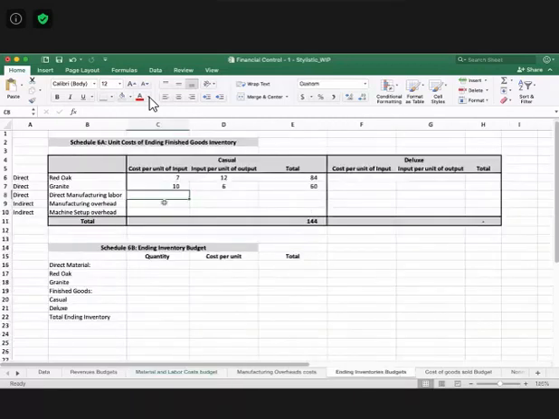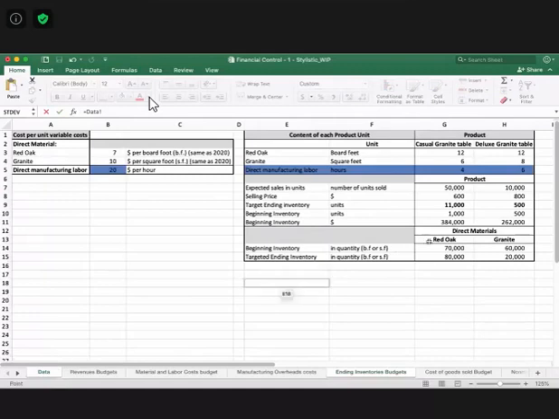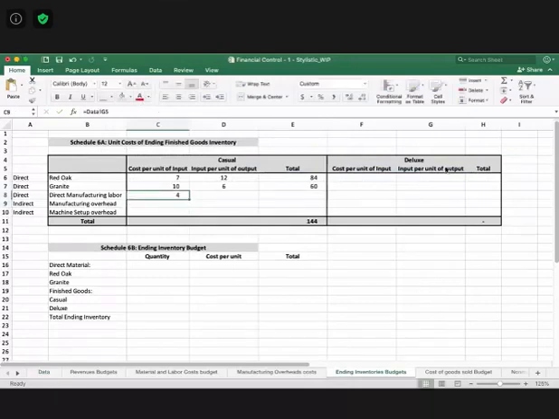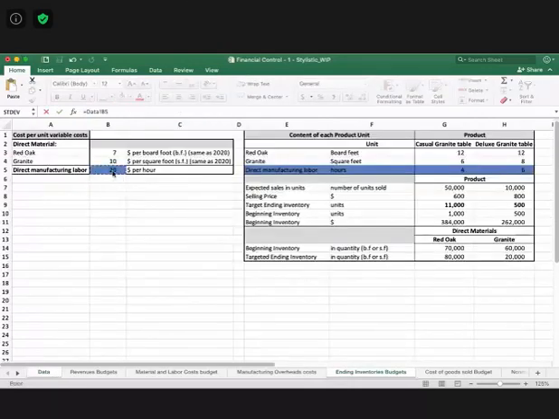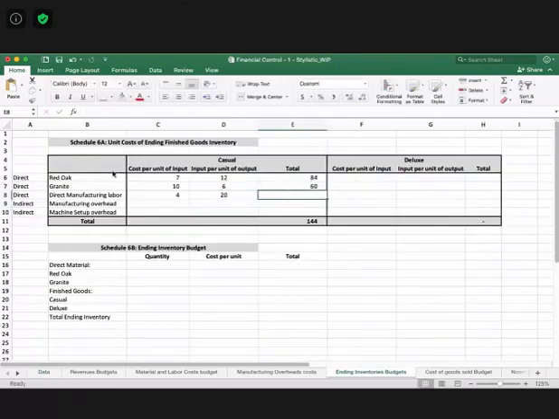And so for the same explanation, direct manufacturing labor. How much do we need to take for the manufacturing labor? For 1 unit of casual, this time is no big deal. We need 4 hours, right? For 1 unit of casual. And the price we pay each time is $20. Okay, so no problem with that.